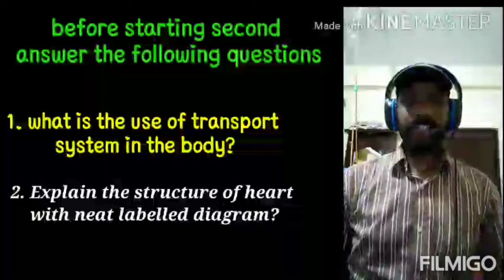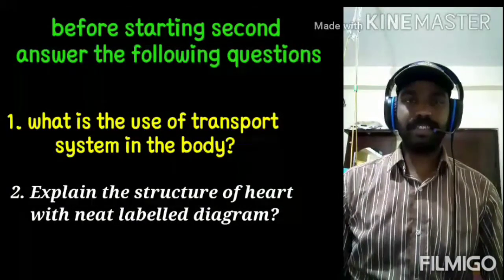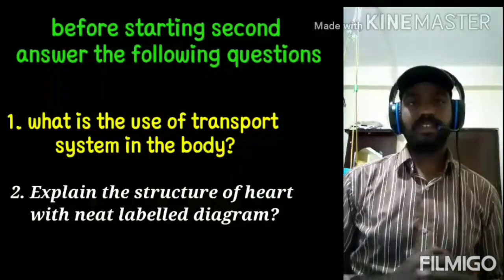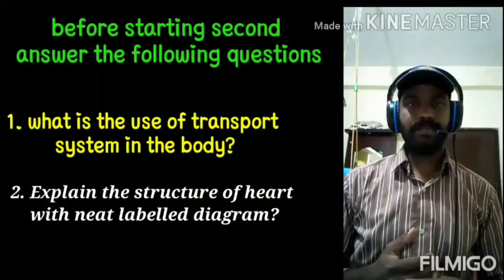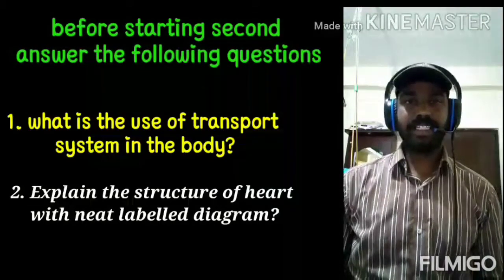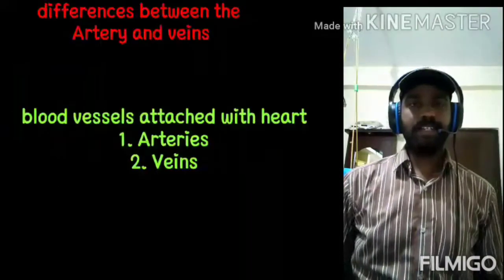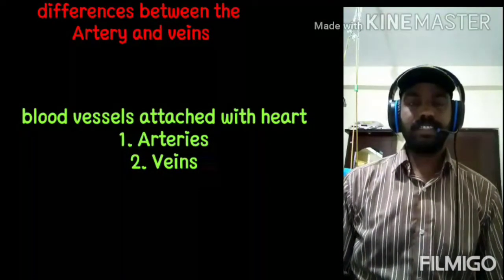Good morning, all. This is the second part in the third chapter, transportation. In today's class we want to discuss some important topics. The first topic is the differences between arteries and veins. There are two main blood vessels connected with the heart. One is the artery, the second one is the vein.